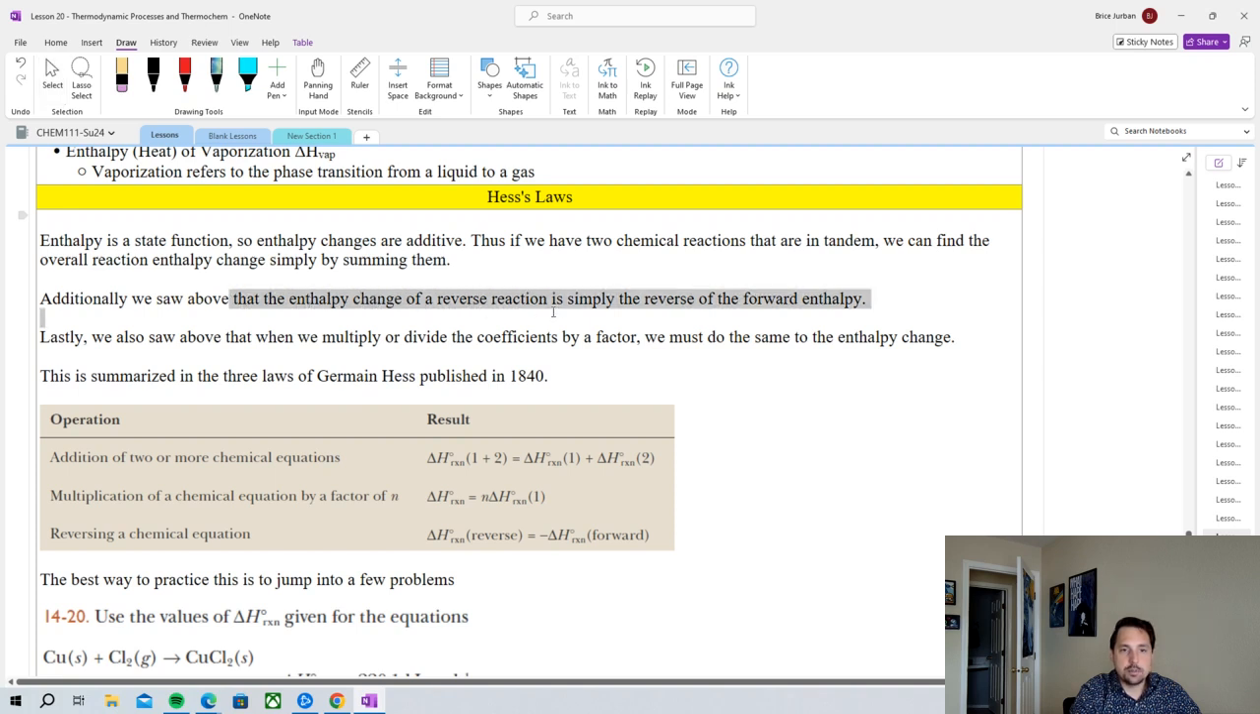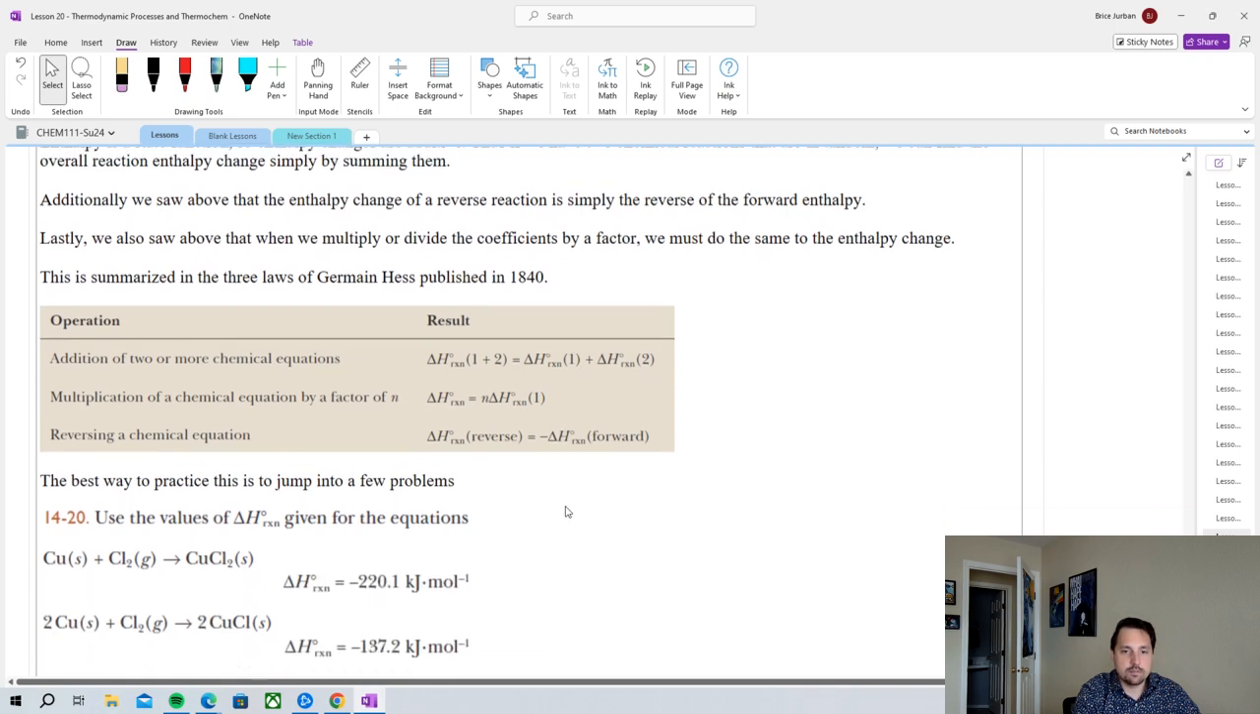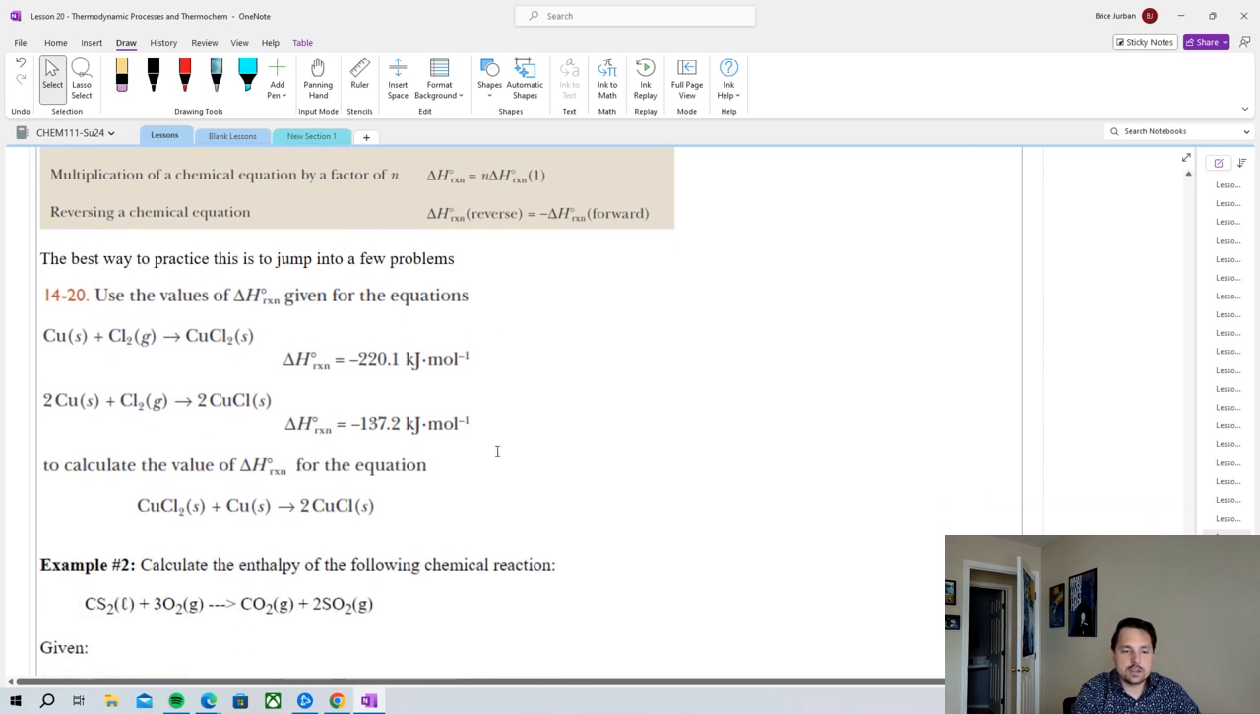So we saw above that the enthalpy change of a reverse reaction is simply the reverse of the forward enthalpy. And we also saw that when we multiply or divide the coefficients by a factor, we need to do the same thing to the enthalpy change. These are summarized in the 3 laws of Germain Hess, which he published in 1840. And we can see the addition of 2 or more chemical reactions, the multiplication of a chemical equation by a factor of n, and the reversing of a chemical equation. So the new one we're adding is this first one here. Okay, so let's go through a couple of practice problems with this.